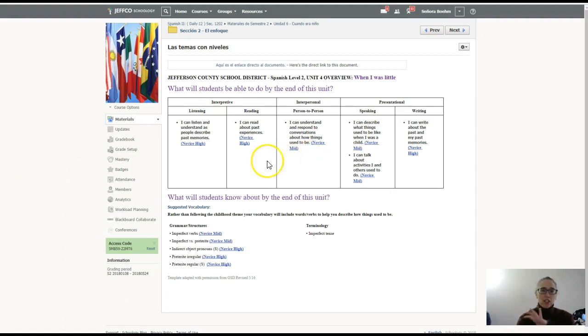Okay, so you should be able to do more when you're listening and reading than with your production. Except for the writing. The writing you should be able to produce at a higher level than your speaking and your person to person. That's going to be a little delayed.